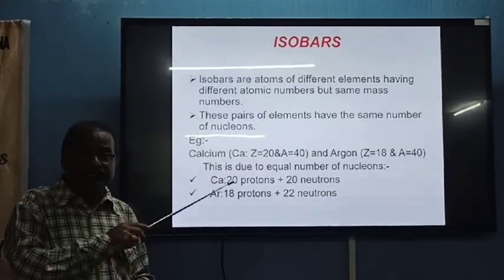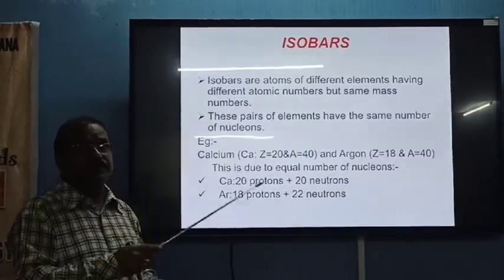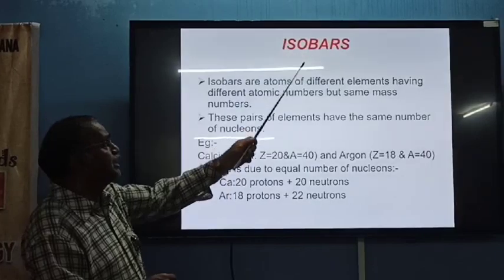Here the atomic number is different, whereas the mass number is the same. Such a case we can call isobars.